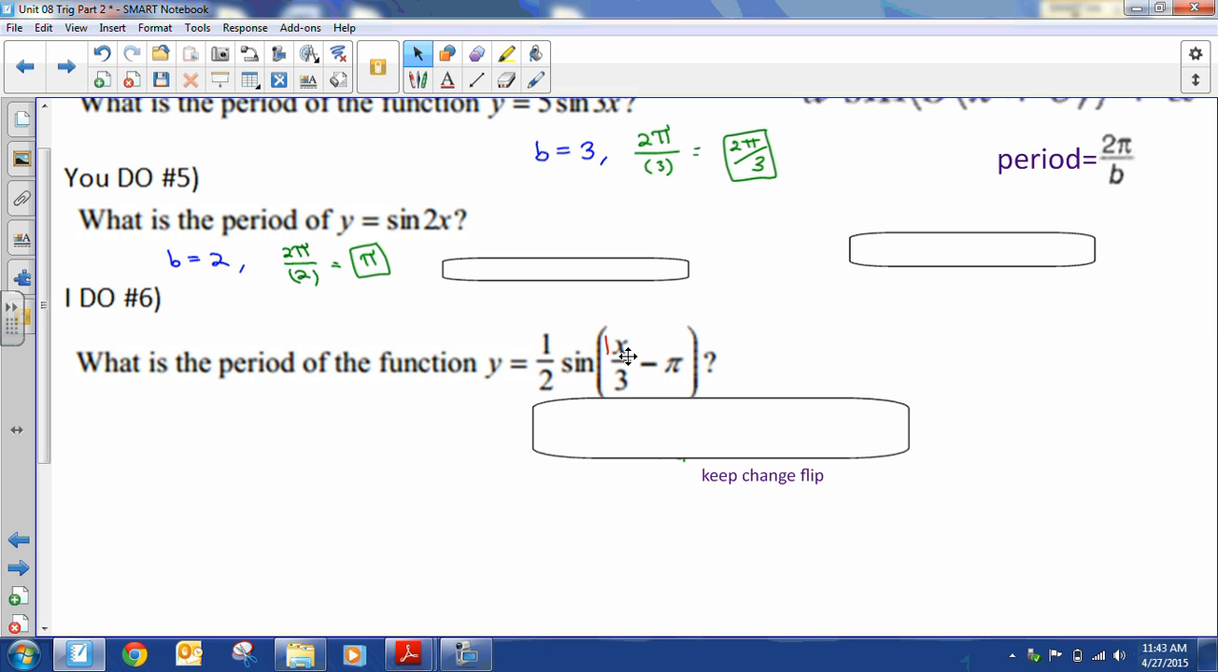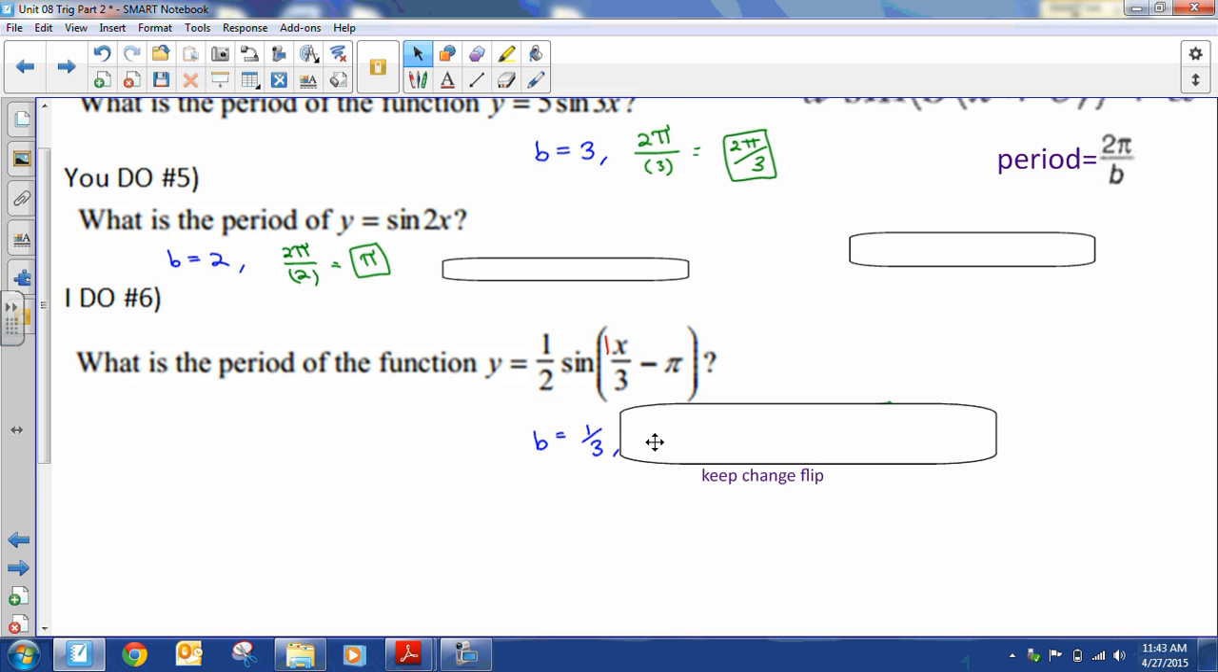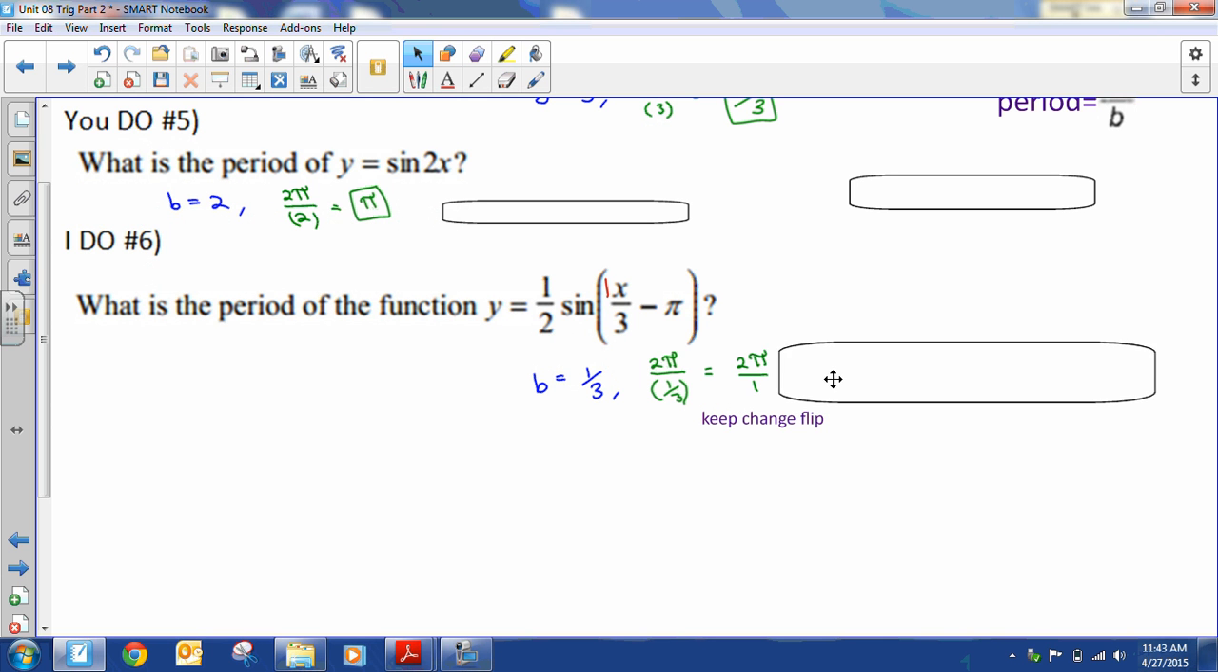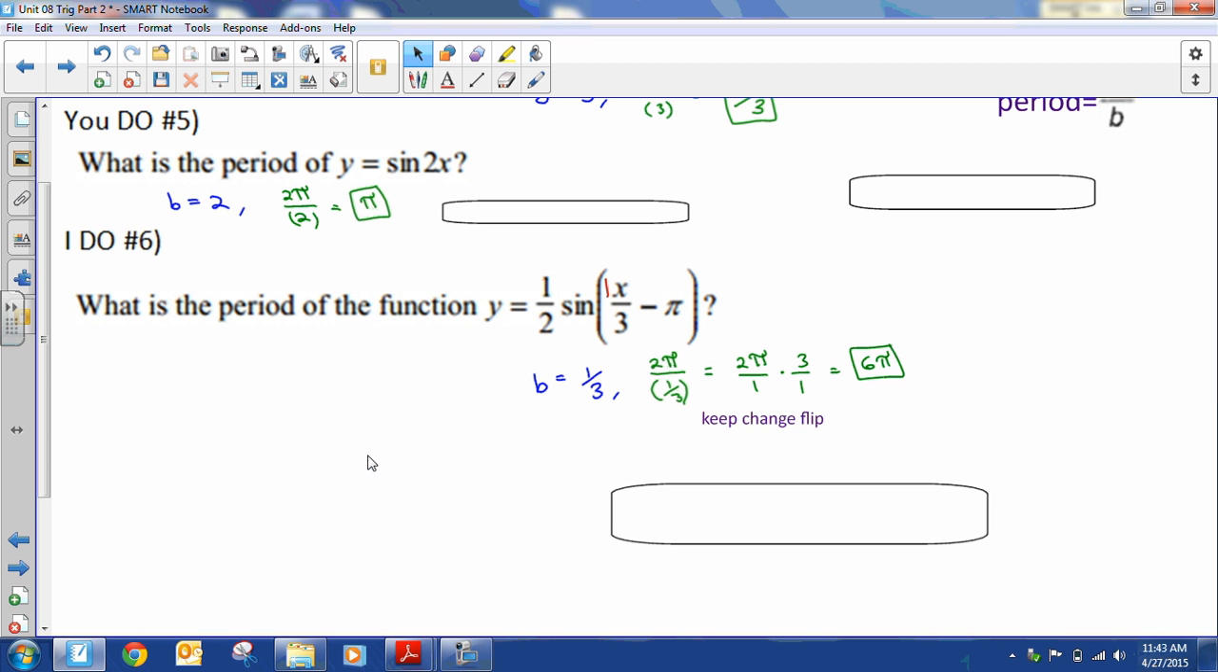What is the period of the function here? Well, as you can see, there's an invisible 1 in front of the x. And because the denominator is 3, b is actually 1/3. Plug it into the formula, 2 pi over b, 2 pi over 1/3. Keep change, flip. 2 pi times 3 is 6 pi, so therefore the period is 6 pi.